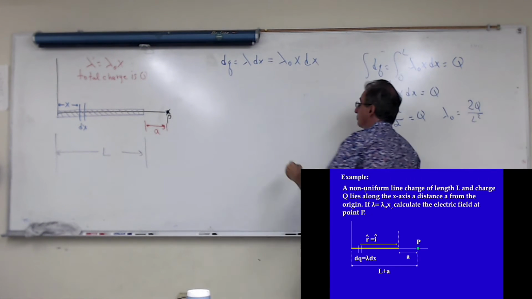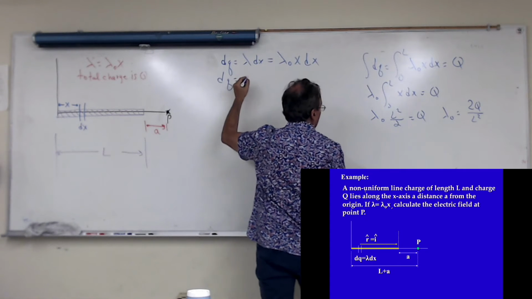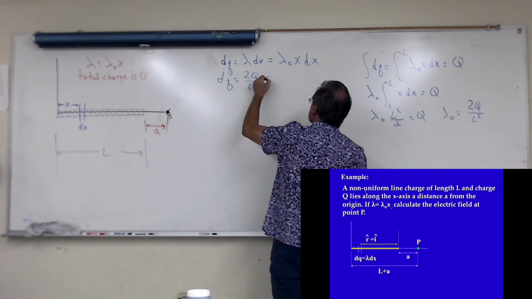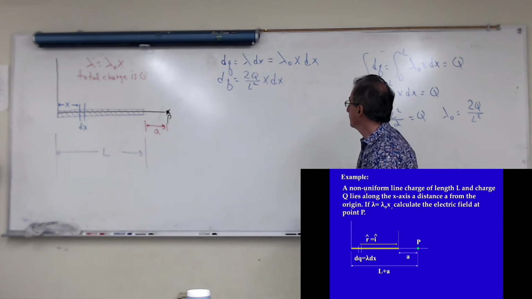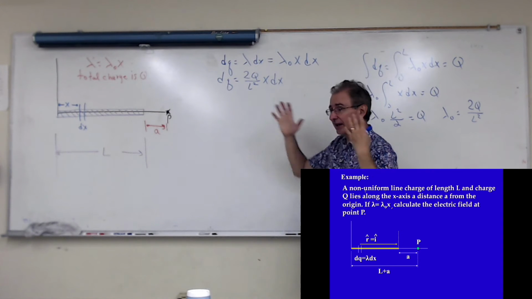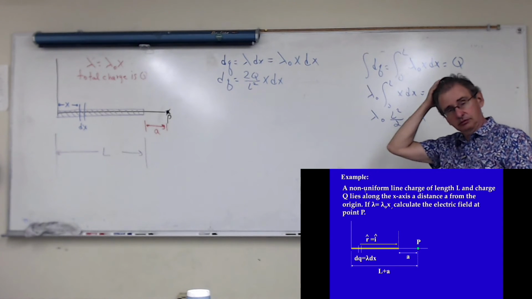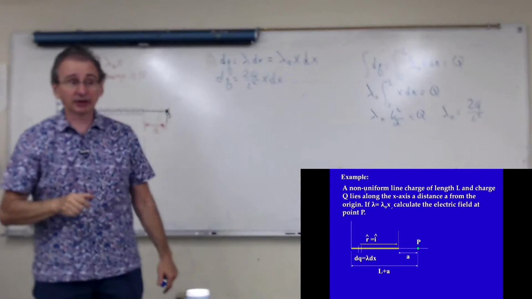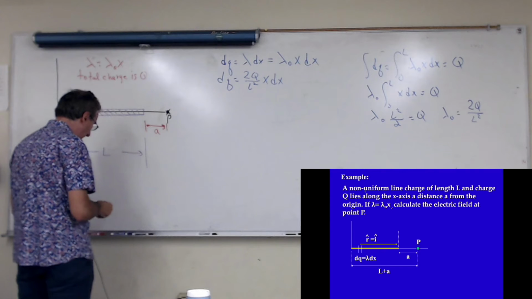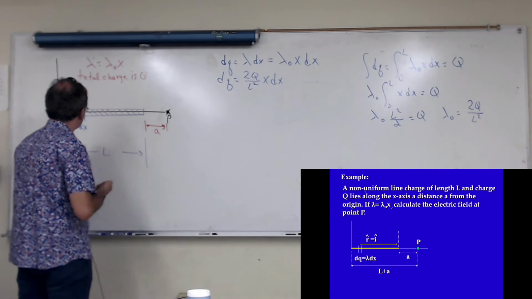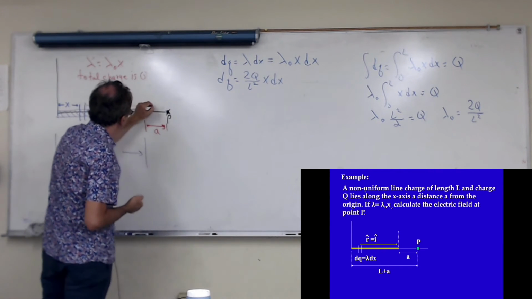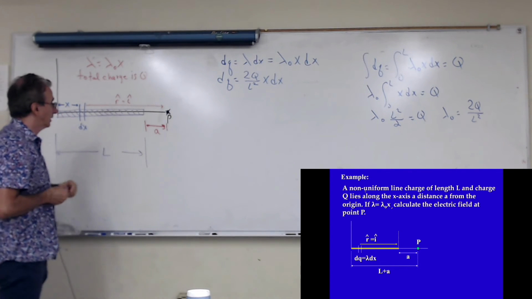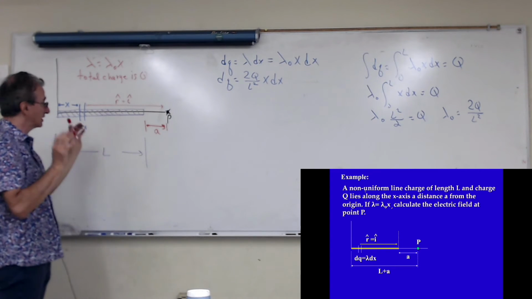So that means then I can write the following. dq is 2Q over L squared x dx. And if you notice, if I integrate this over the entire length of the rod, I end up with Q, which is what you should get. Okay, so I have my dq. What's my r hat? R hat is the unit vector that goes from the source to the point. And that's in the i hat direction. All right, that vector points to the right. That was easy. I'm done with that.